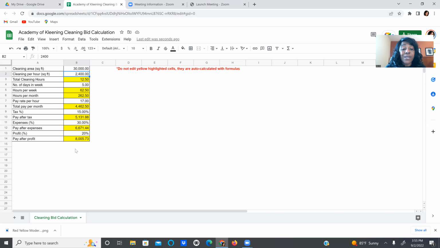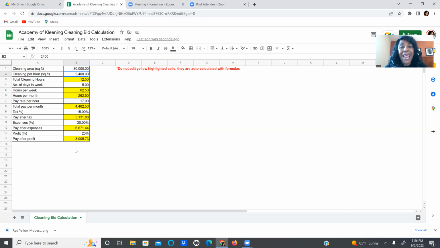So if I want to figure out what I need, I just have to subtract the 5,131 from the 8,573. And that tells me how much I've got for expenses and how much I have for my profit. So we see after expenses, we have $6,671.44. Simple. I know my entire amount of money is $8,573. I just simply have to subtract it. But I love the fact that in 3 minutes, I put in my square footage and I'm able to tell all of this in 3 minutes.